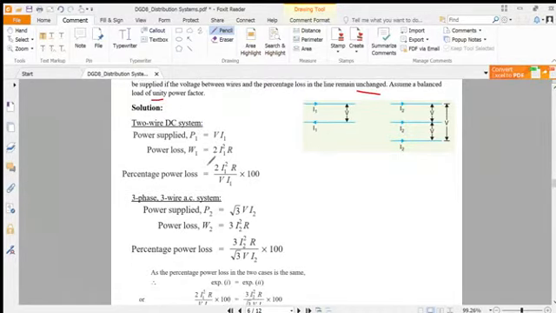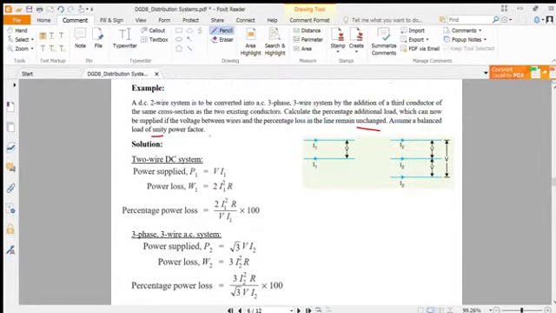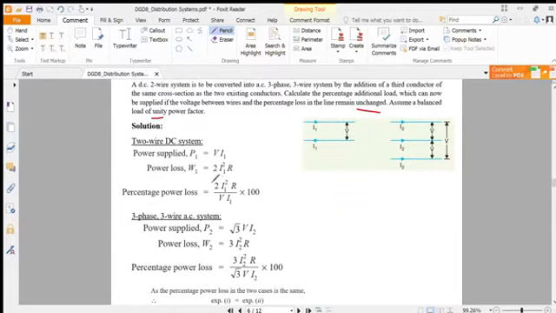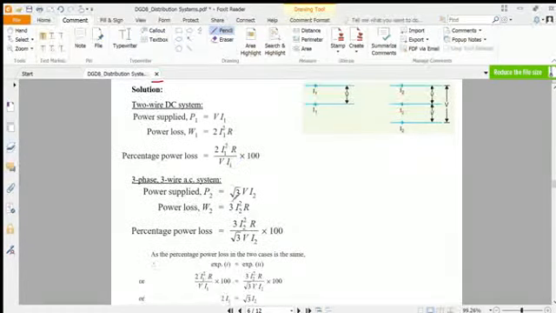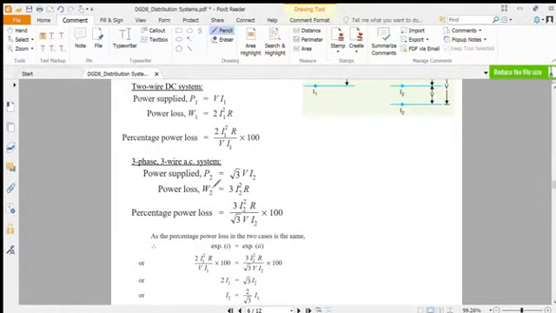Now let's see the example for the two-wire DC system. This is a power supply, P equals VI, because there is no cos theta here, and the power loss for the two-wire DC is 2 I square R, and the percentage of power loss is the loss power over the total power, and the percentage can be defined like this. For the three-phase three-wire system, P equals root 3 VI. Here there is a cos theta, but cos theta is 1 for the resistive load, and the power loss for the three-phase system is 3 I square R, and the percentage of power loss can be defined like this.